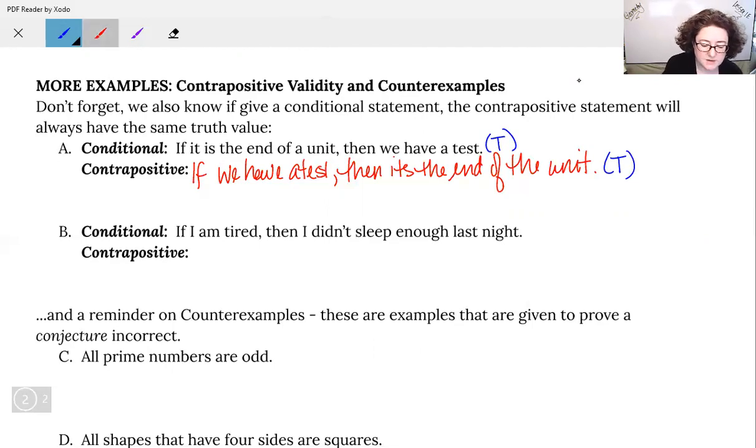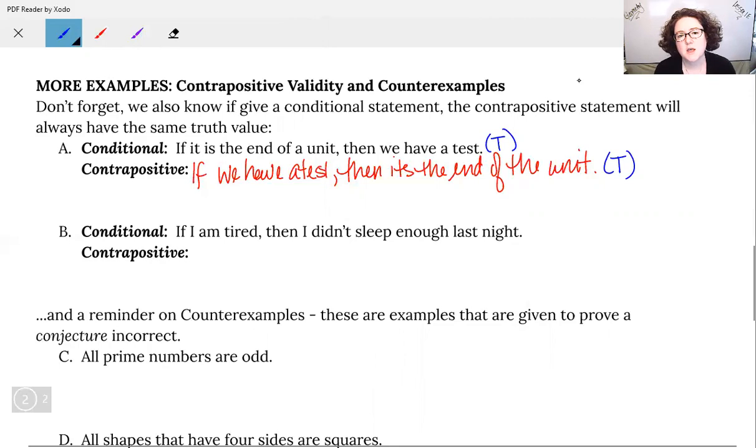Alrighty, second piece. So our conditional: if I'm tired, then I didn't sleep enough last night. Okay, so wait a second, let's think of that. If I'm tired, then I didn't sleep enough last night. Do you think that's always going to be a true statement? So are there any days where you got a really good sleep last night, you slept 8 to 10 hours for all of my growing teenagers, and you still wake up tired?